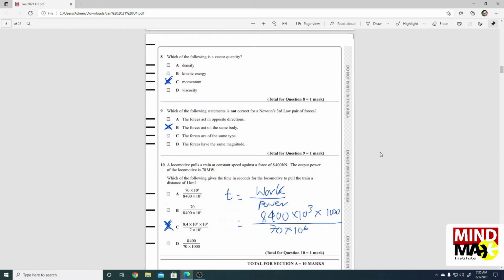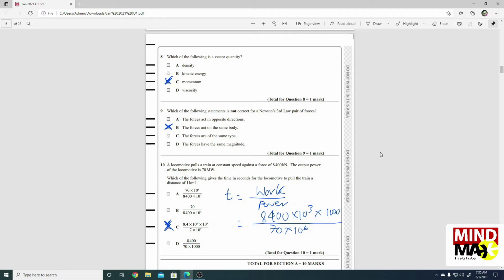Then, which of the following is a vector quantity? Of course momentum, because only this one has direction out of all of these. Then number 9, which is not correct for Newton's third law pair forces? Third law pair forces act in opposite directions, action and reaction. They act at the same time, of course. They have the same value as well. The only thing that's incorrect here is that they act on the same body.